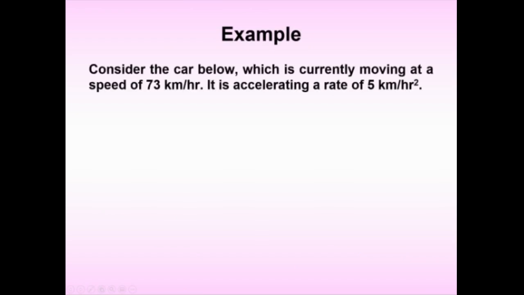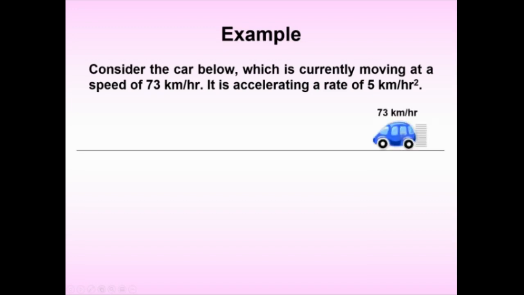All right, let's do a quick example here. Consider the car below, which you already have in your notes. So you have a car going some direction. We don't really care what it is. Let's say it's north. The car is currently moving at a speed right now. When you open your eyes, you see it pass in front of you at a speed of 73 kilometers per hour. Someone tells you the driver is pressing the gas such that they're accelerating at a rate of 5 kilometers per hour squared.